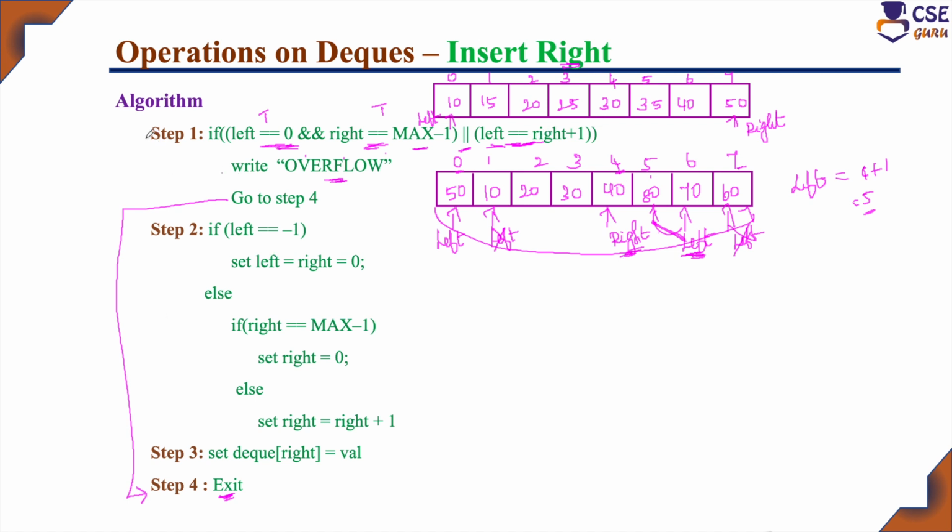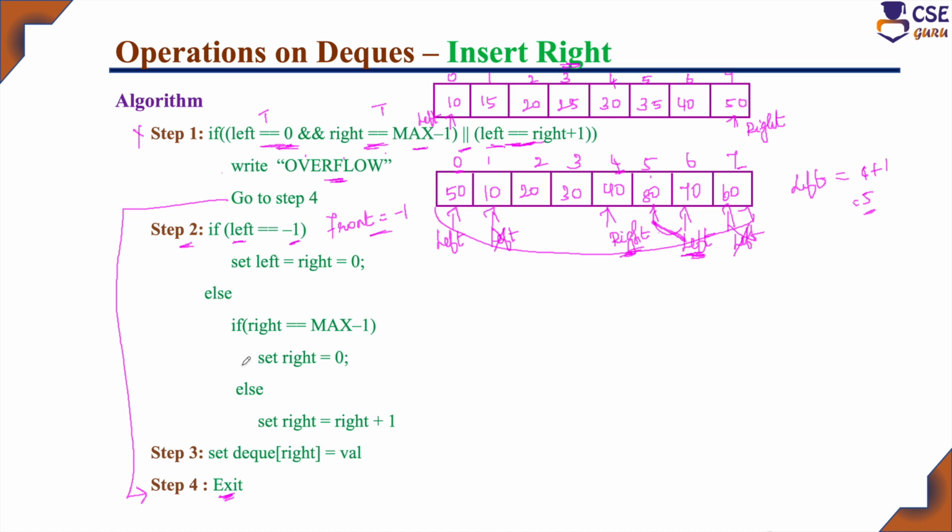Otherwise, if this condition is false, go to step 2 and check if left is equal to minus 1. What is the meaning? Normally, if front is equal to minus 1, we will check it, right? If front is equal to minus 1, what is the meaning? The data structure is empty. There are no more elements in the data structure.